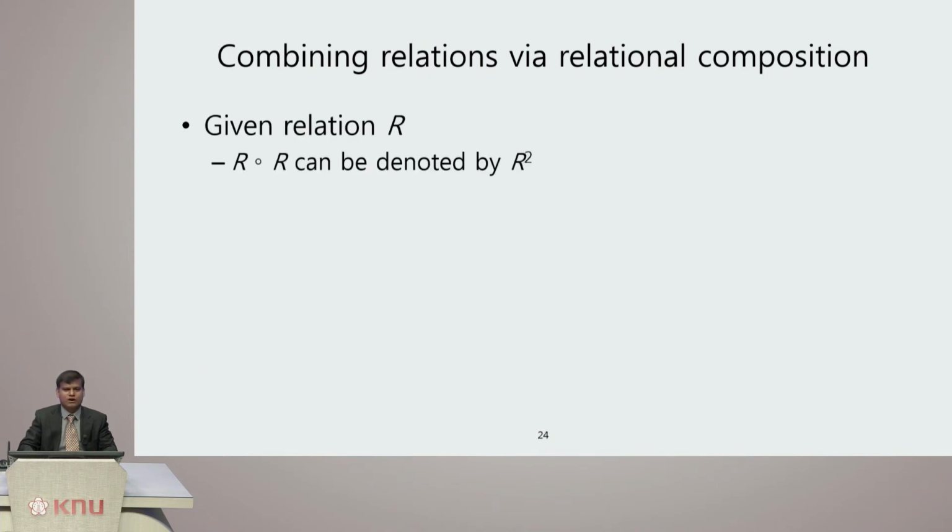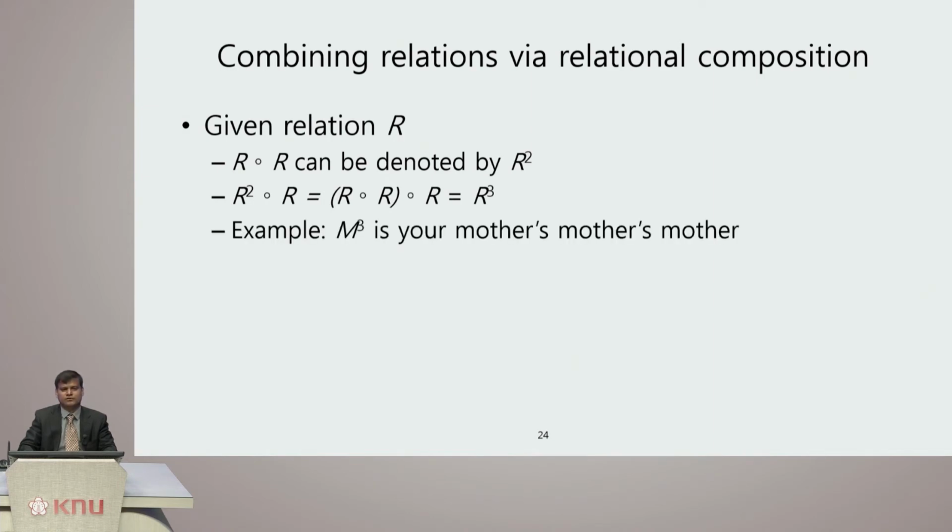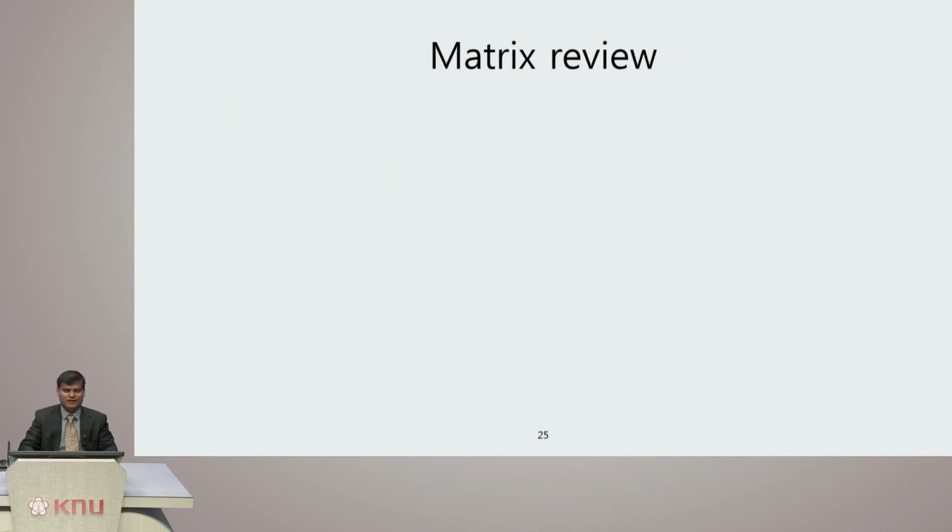Given R, R composite R can be denoted by R squared, and R squared composite R can be written as R cubed. So when I say M to the power 3, we could say it is like your mother's mother's mother. You can think of other examples as well.